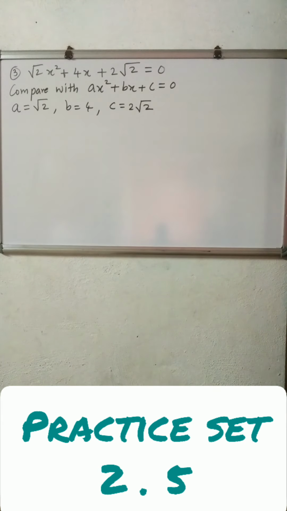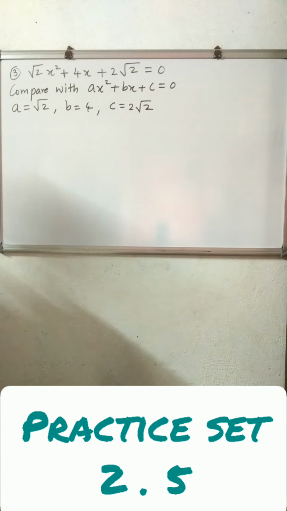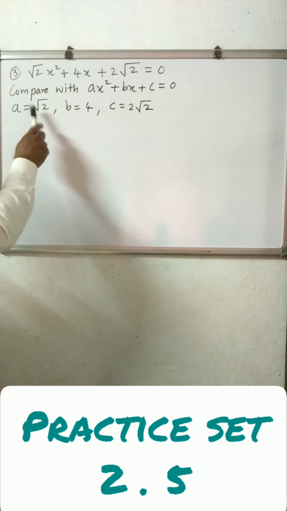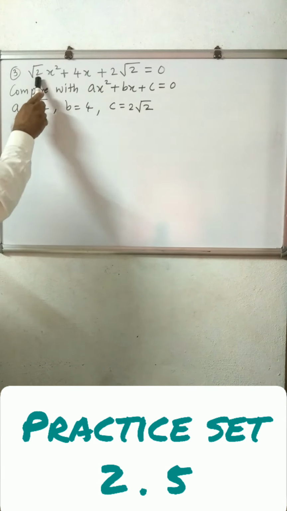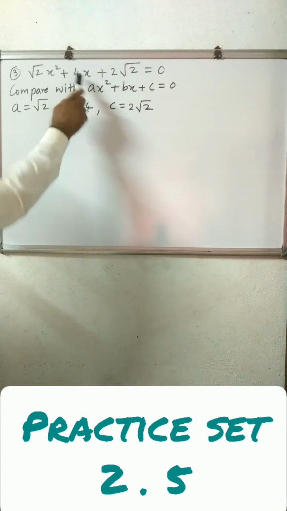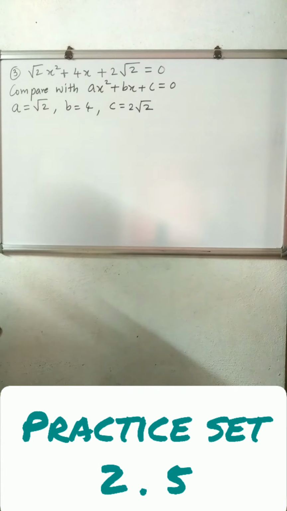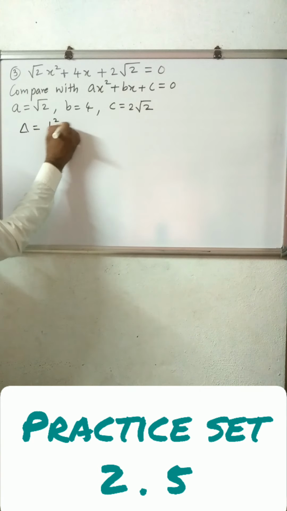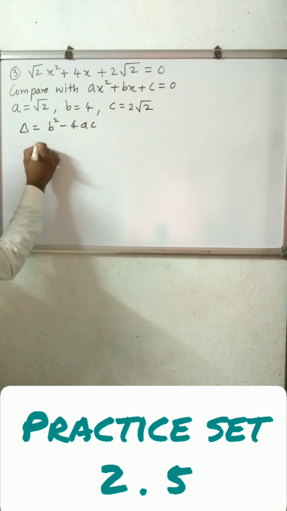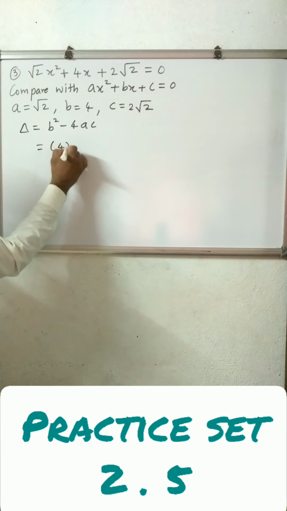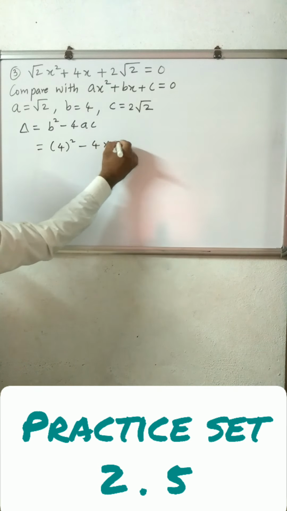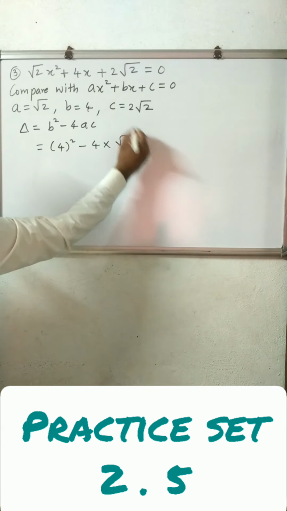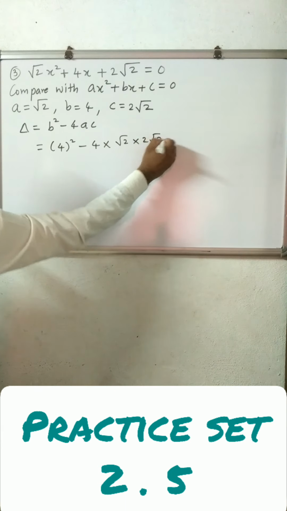Third example, root 2 x square plus 4x plus 2 root 2 is equal to 0. Compare with x square plus bx plus c equal to 0. The value of a is root 2, the value of b is 4 and the value of c is 2 root 2. So the value of delta, the discriminant b square minus 4ac, is equal to 4 square minus 4 into the value of a, root 2, and the value of c, 2 root 2.